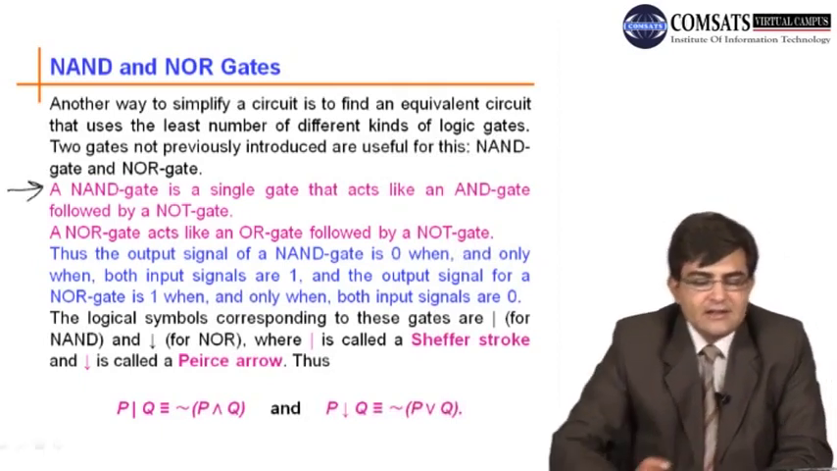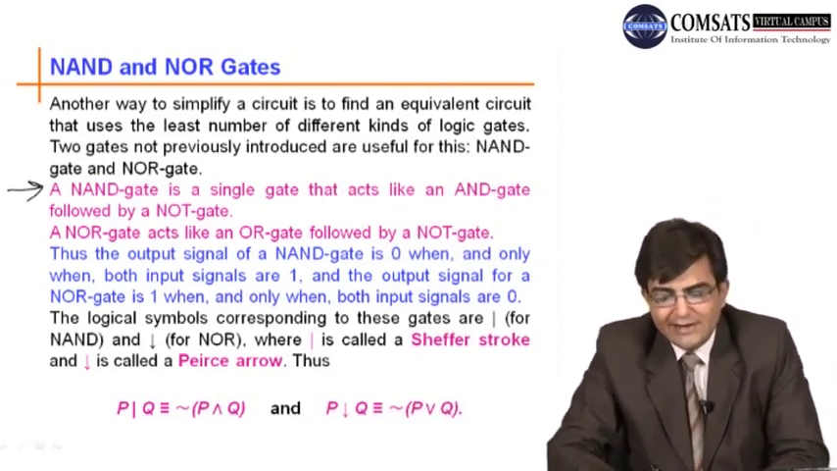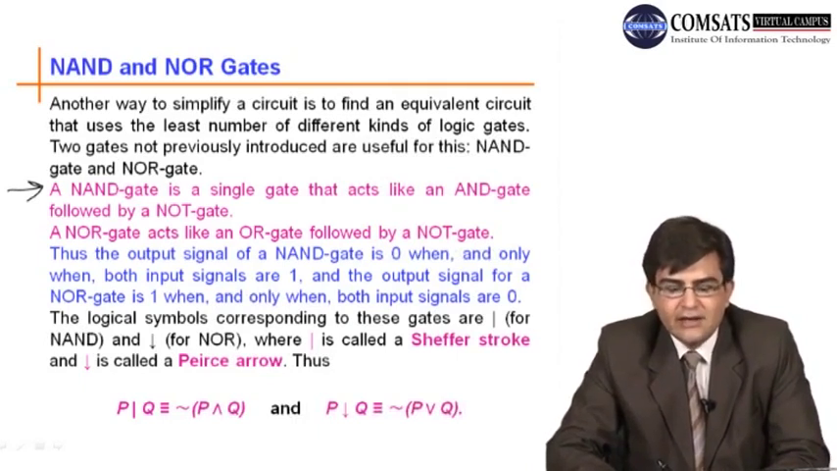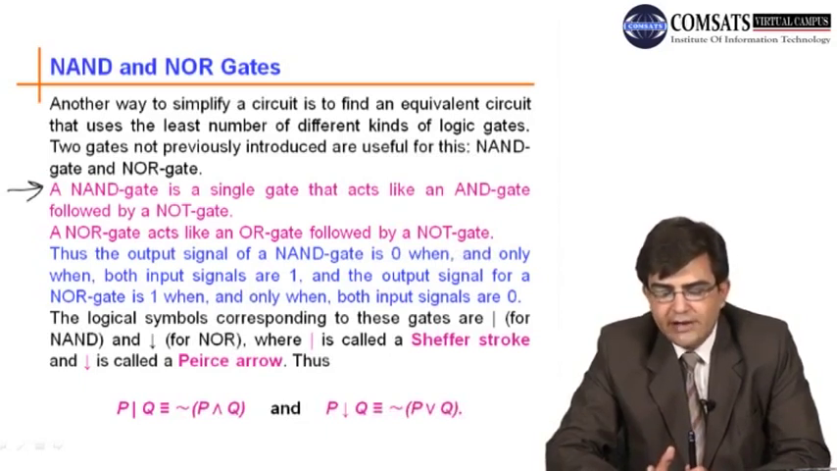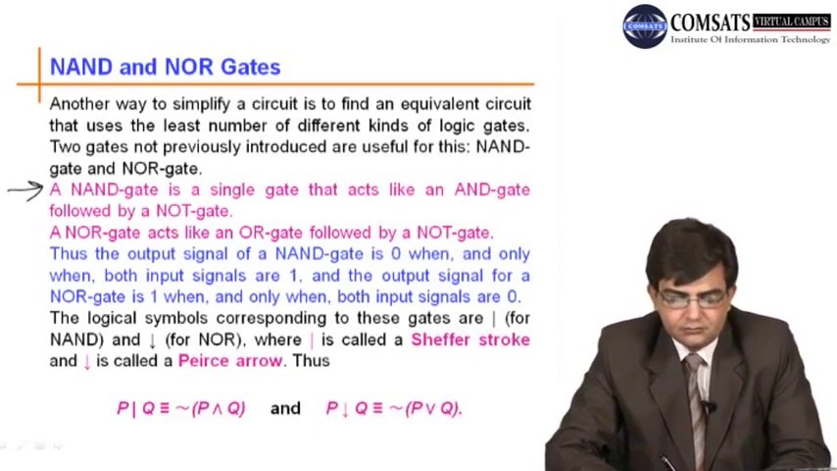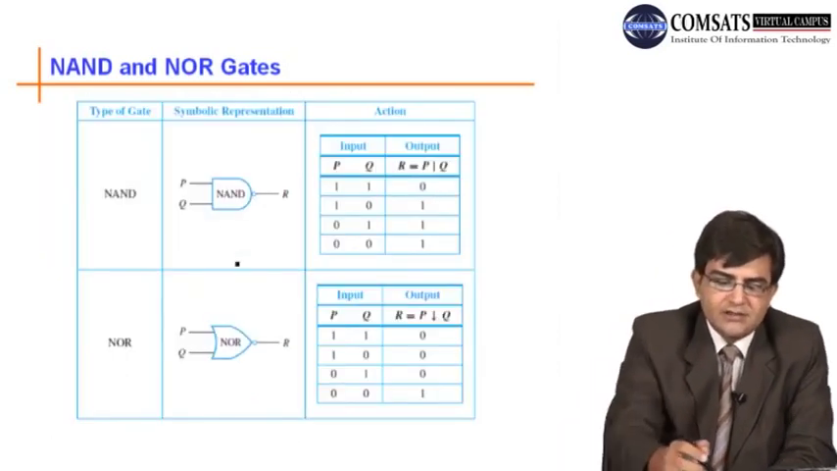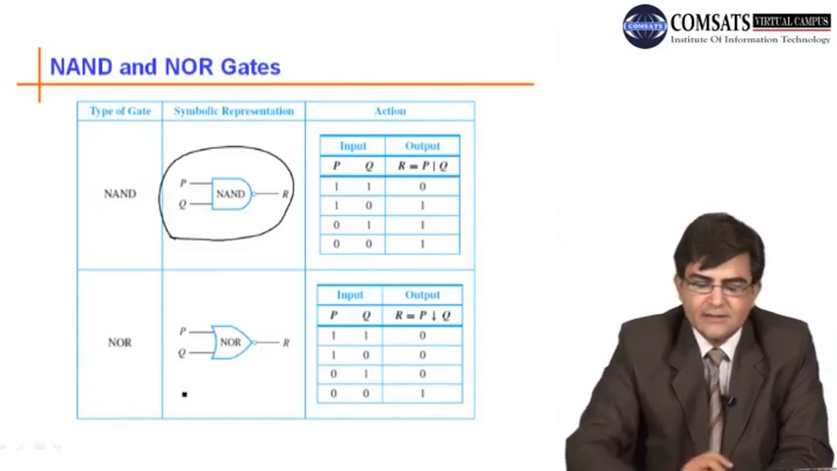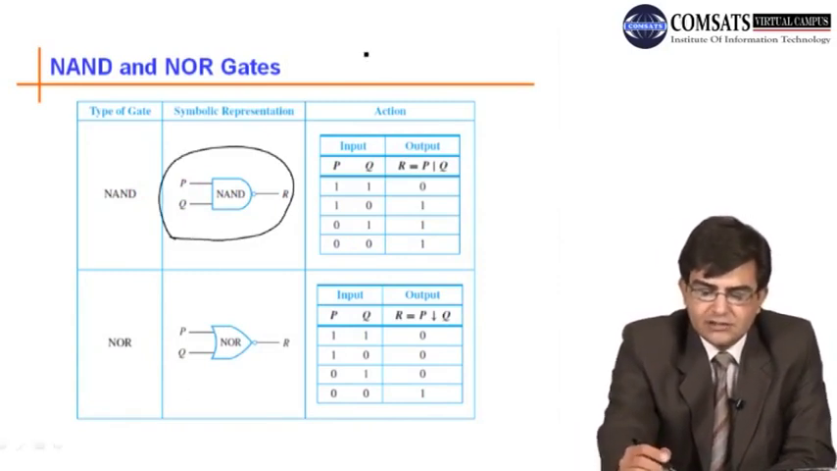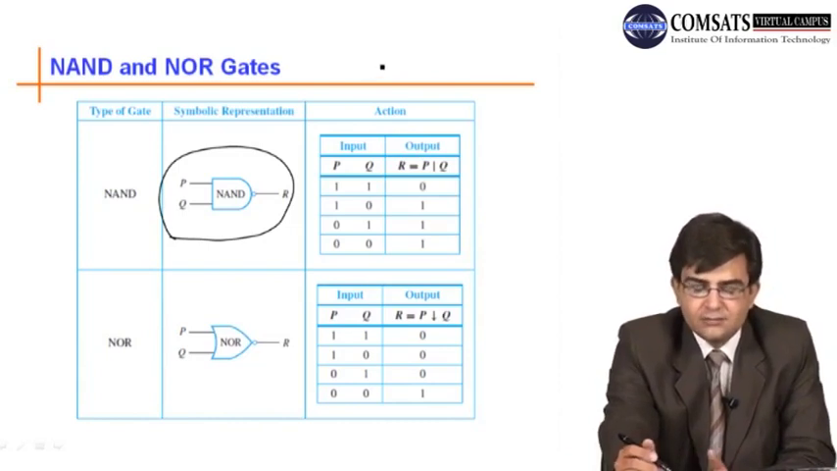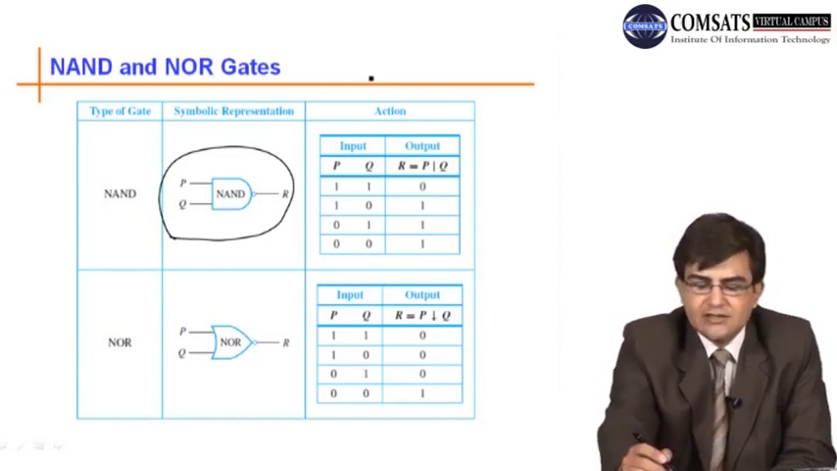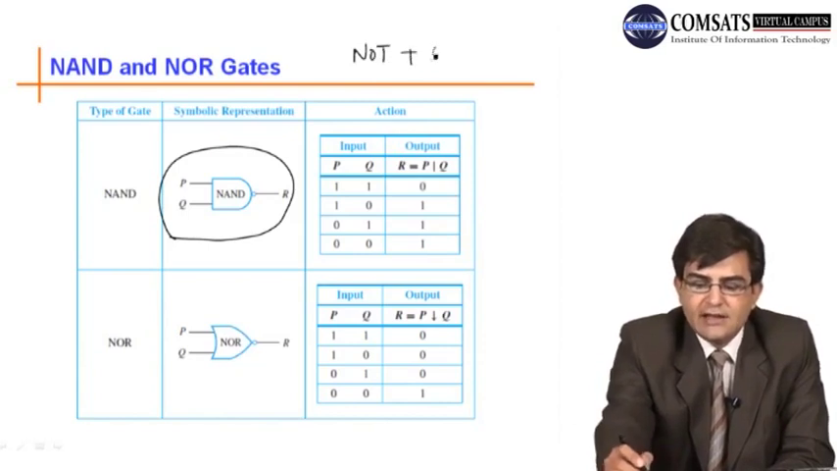First, a NAND gate is a single gate that acts like an AND gate followed by a NOT gate. That is, first we apply AND and then the NOT gate. The symbolic representation for the NAND gate is this. It is the combination of the AND and NOT gates, so NOT plus AND gives us the NAND gate.